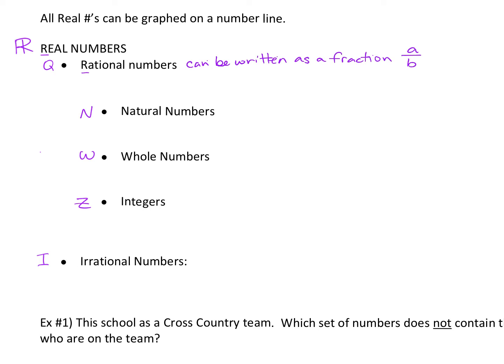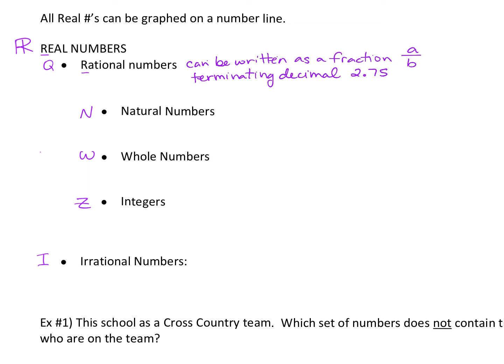If you can write it as a terminating decimal. Do you know what a terminating decimal is? It ends, yes. So a terminating decimal would be 2.75. So if you can write it as a terminating decimal, it is a rational number. If you think about that, 2.75 is 2 3/4, right? So it's a fraction still, but they're giving it to you as a decimal.